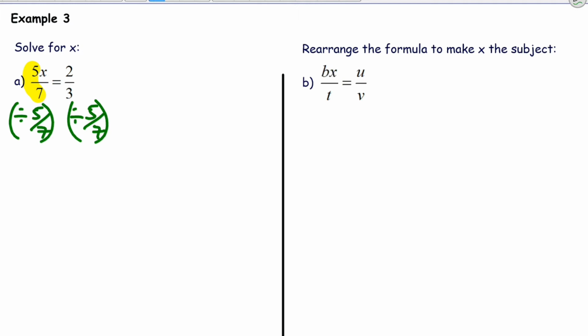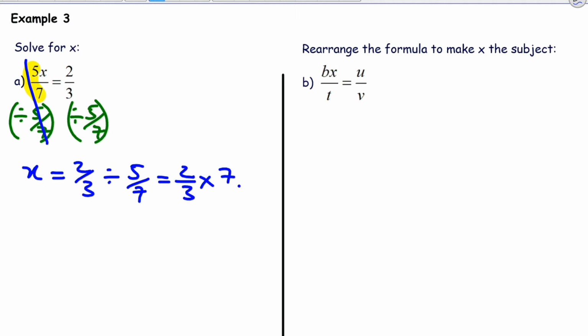So 5 over 7 divided by 5 over 7 will be equal to 1. So what we shall be left with is this. x will be equal to 2 over 3 divided by 5 over 7, which can be written as 2 over 3 multiplied by 7 over 5. And you can simplify this to 14 over 15. So basically, x is equal to 14 over 15.